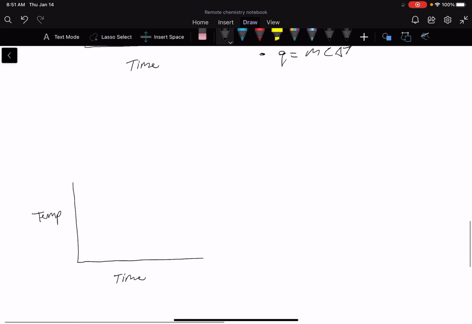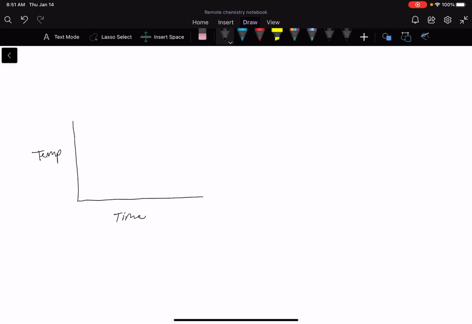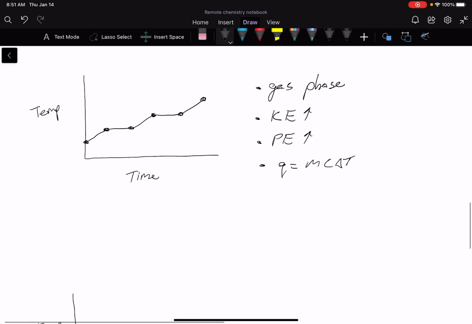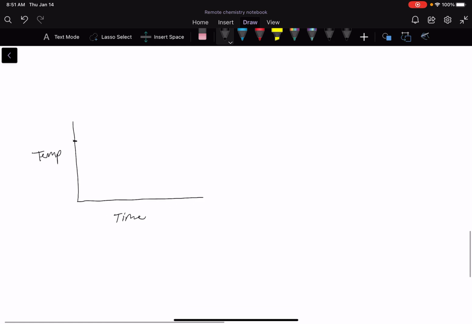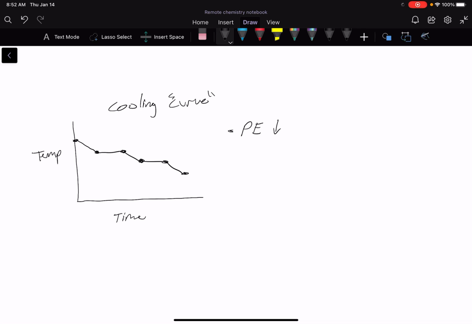Now you can also go in the reverse order. The graph that we just looked at is a heating curve because we're heating something up. But there's also what's called a cooling curve. They're not really curves because the graph technically doesn't curve, but it's just what we call them. Over time, as you cool something back down, you'll see basically the reverse of the graph that we just made. In a cooling curve, potential energy decreases throughout.